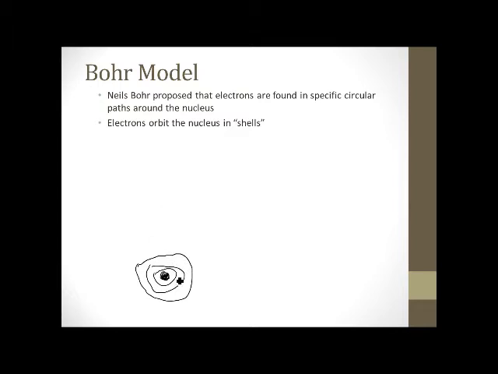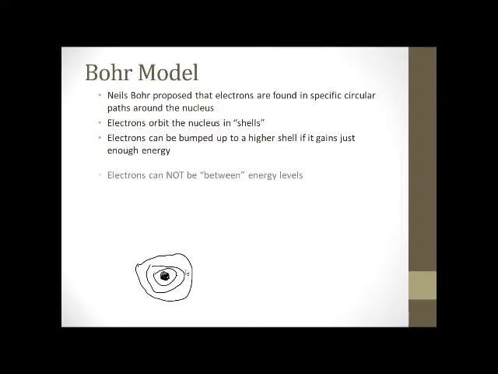Okay? And let's say an electron's moving along in this shell here. It could be bumped up to these other shells. Not in between, but specifically to these other shells. If it gains just enough energy, it has to get just the right amount of energy to bump it up one shell, or the right amount of energy to bump it up two shells. But once again, he said that it couldn't be between.